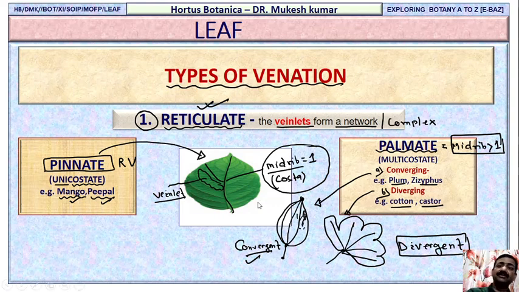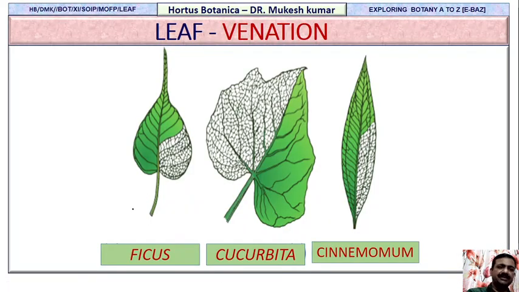Okay. And one thing very common, this reticulate venation is very common in dicot plants. Mind well, these are usually found in the dicot plants, reticulate venation, right? Now see in detail, this is the ficus, as I told you, and here what we find, see, this is your midrib, the number of midribs is 1. So what is this? This is your pinnate reticulate venation, right?